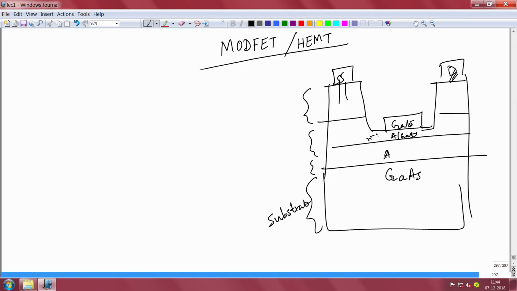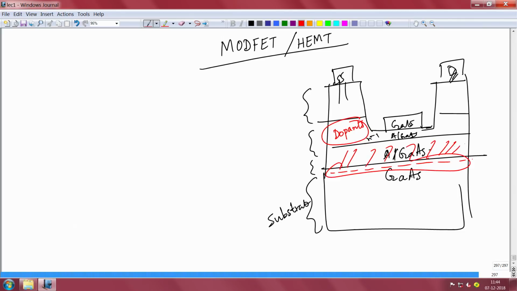The composition of aluminum and gallium can be adjusted depending on how much you need, and of course there will be a very high density of electron gas that forms here. It's called the two-dimensional electron gas, that is the channel. So the dopants are here, the N plus dopants are here. This layer is very thin and it's undoped, it's called spacer layer. This physically separates the dopant layer from the channel layer. Okay, it can be a few nanometers to 10 nanometers, for example, thick.